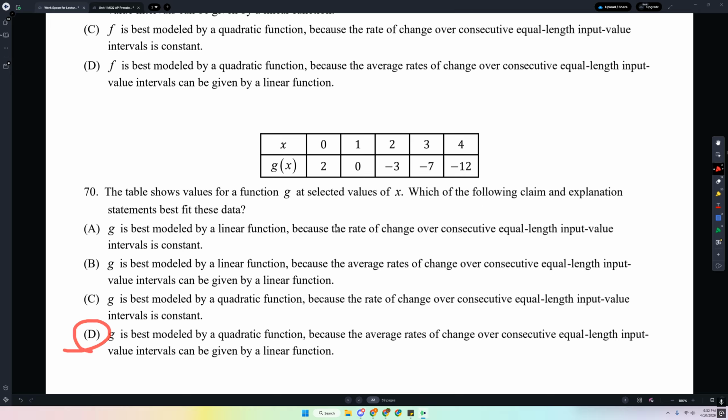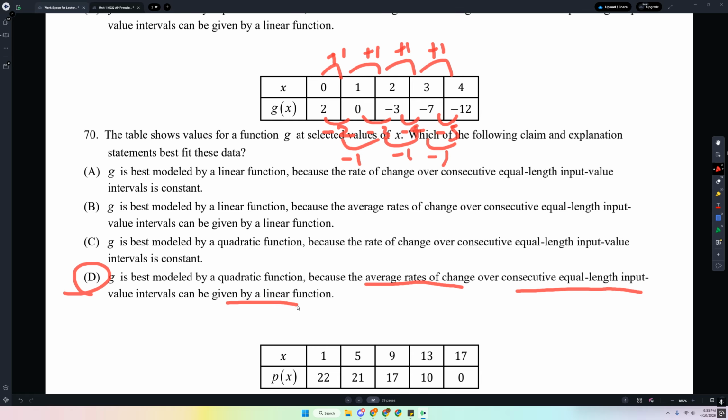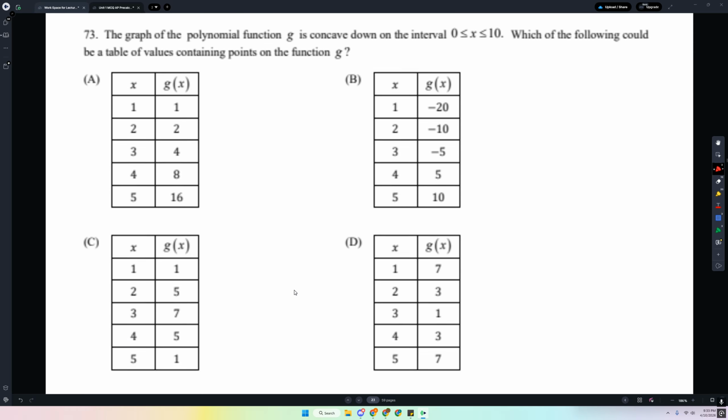So the answer is D, and it's D because similar strategy you would do +1, +1, +1, +1. And this is going -2, -3, -4, -5, and then you would be going -1 as our second order difference. So it's a similar idea of consecutive equal length intervals because the average rate of changes are constant. Or it can be given by a linear function is another way to say it.